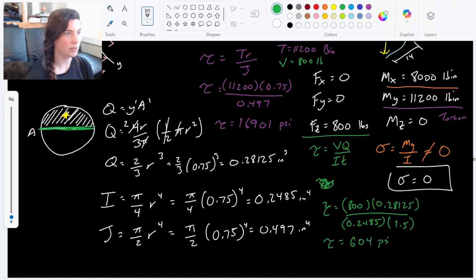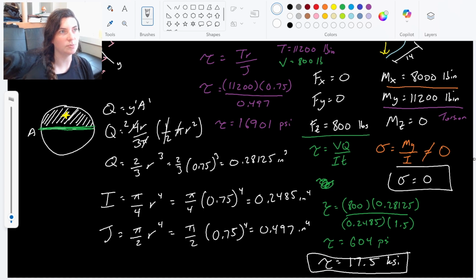Punch that into a calculator and I get 604 psi. So the very last step, again, is your superposition, which is just saying, okay, I'm going to take these two shear stresses and add them together to get an overall shear stress. So the 16,901 plus the 604 gives me 17.5 ksi.